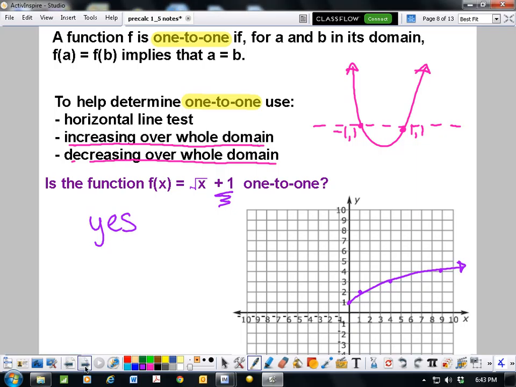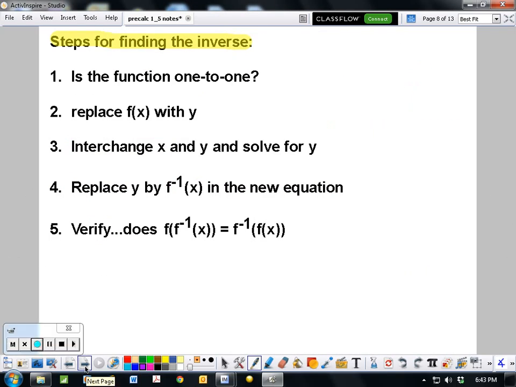Okay, so let's move on. Steps for finding the inverse. Check to see if the original function is a one-to-one function. Then you can replace your f of x with y, flip-flop the x and y's, solve for y, and then this is our notation for an inverse. It's f inverse, f to the negative 1, so that's the inverse notation. And then verify. So we just double check that when we do that composition, they cancel each other out to get x.